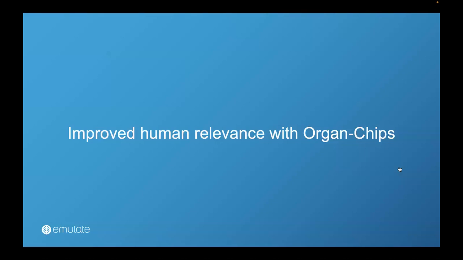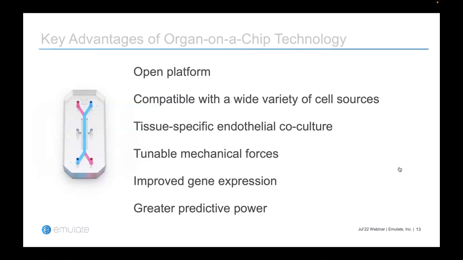So that's the system. Let's talk about how you can now use it to improve human relevance of your biological models. So there's 6 things I'm going to touch on. I'm going to talk about how it's an open platform. It's compatible with a wide variety of cell sources. I'm going to talk about the importance of a tissue-specific endothelial interface and co-culture, as well as flow. We'll talk about how you are able to tune mechanical forces or apply mechanical forces and why that's important. I'll show you what that looks like in terms of improvements to gene expression and what that does to the predictive power of the model.